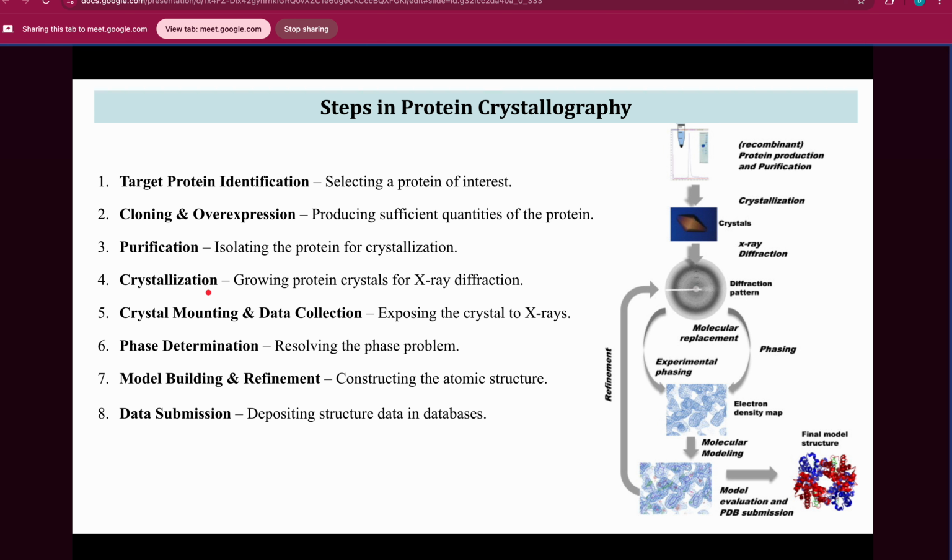Now, as you have obtained a sufficient quantity of protein, you have purified it. Now you want to generate the crystals. You want to convert the protein into crystals for X-ray diffraction.